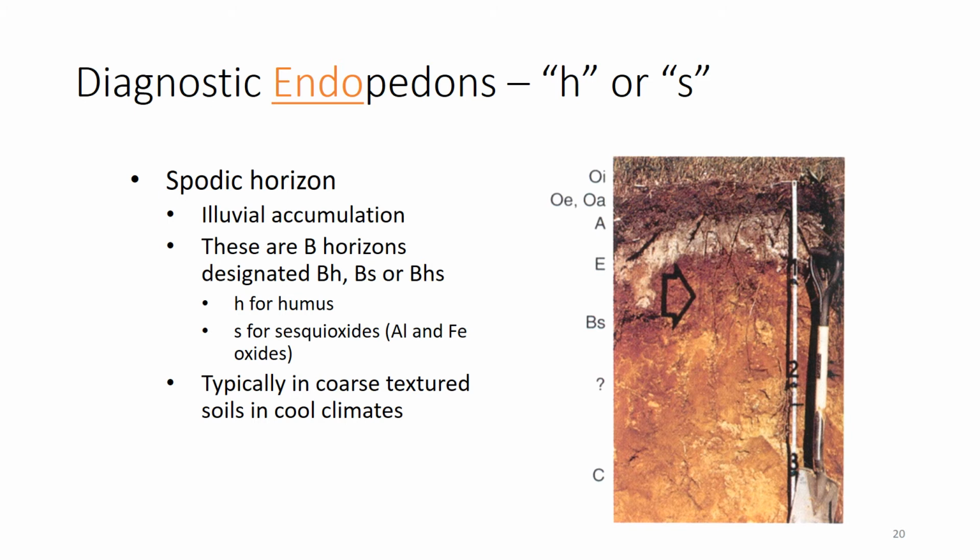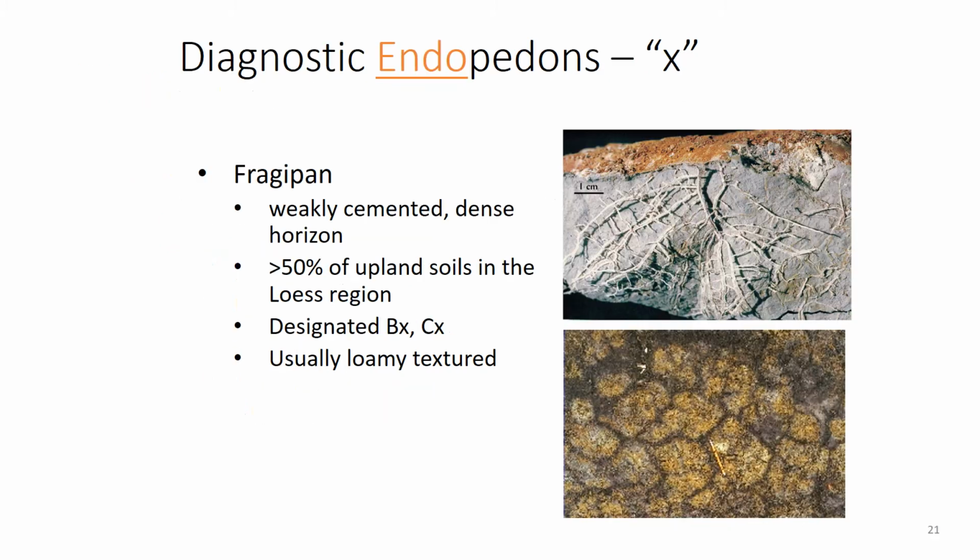Spodic horizons, characterized by H or S, Bh, Bs, or Bhs horizons, have illuvial accumulation of humus and sesquioxides, and they're typically going to be in coarse textured soils in cool climates. The X refers to endopedons that have a fragipan. These are weakly cemented dense horizons, and they're usually associated with more than 50% of upland soils in the Loess region. We designate them either a Bx or a Cx, and generally you find them to have a loamy texture.